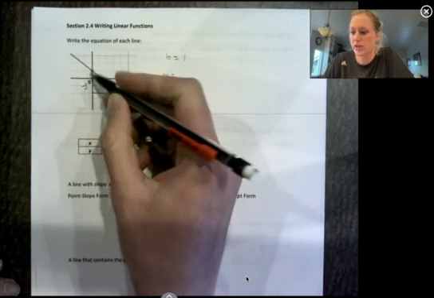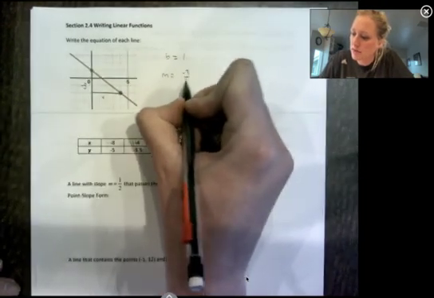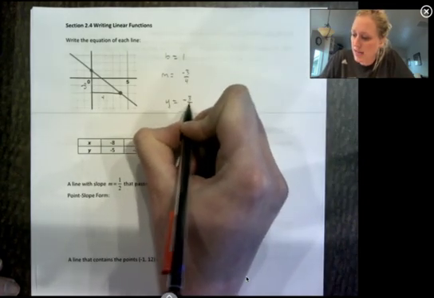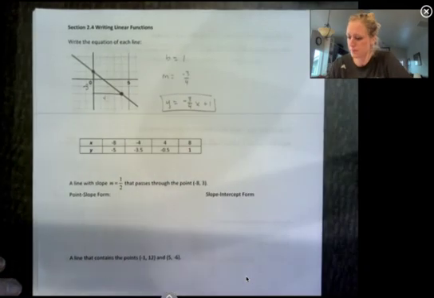So remember, it's always the change in y over the change in x. So my slope is -3/4. So the equation is y equals -3/4 x plus 1. And that would be our equation in slope-intercept form.